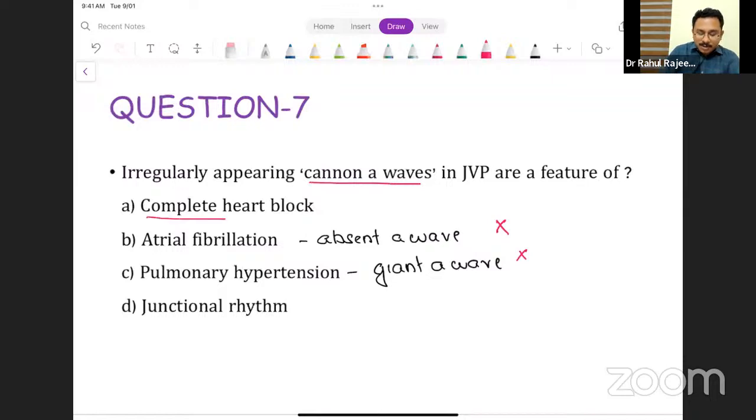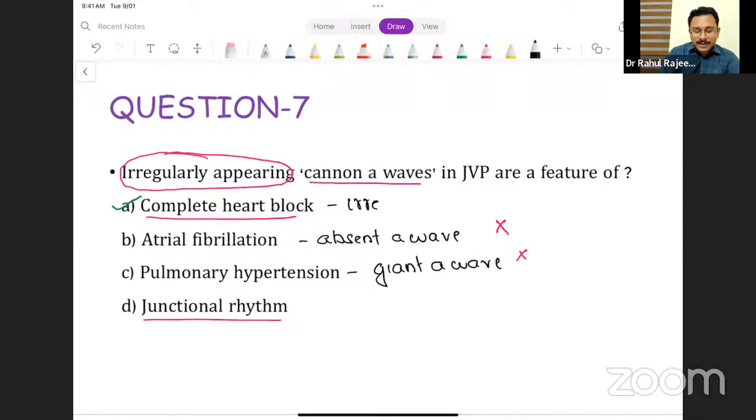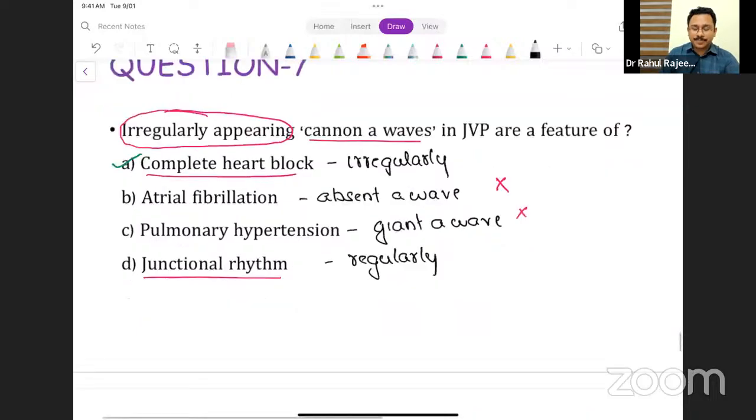So option A, complete heart block, as well as option D, junctional rhythm, both of them can produce Cannon A waves. But the question specifically is on irregularly appearing Cannon A waves. So irregularly appearing Cannon A waves are a feature of complete heart block. In junctional rhythm as well, you will have Cannon A waves, but those will be regularly appearing Cannon A waves. So answer is option A.